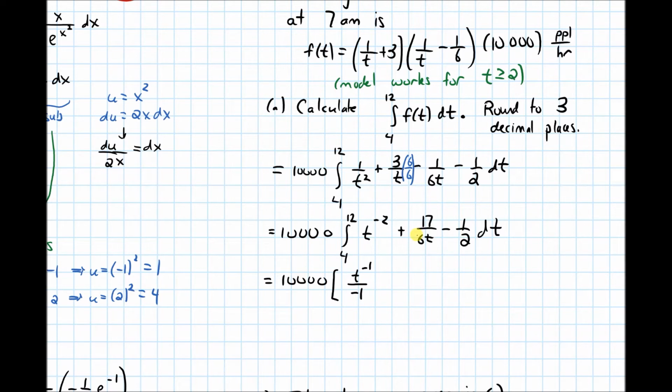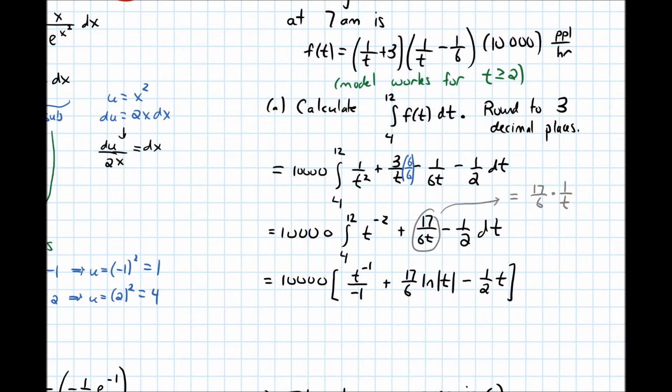With 17 over 6t, let's keep in mind that that's the same thing as 17 over 6, the constant, multiplying 1 over t. Because we know what the antiderivative of 1 over t is. That's going to be ln of absolute value of t. So we'll have a 17 over 6 in front of that ln. 17 over 6 times ln, absolute value of t. And then finally the antiderivative of minus 1/2. That's going to be minus 1/2 t.